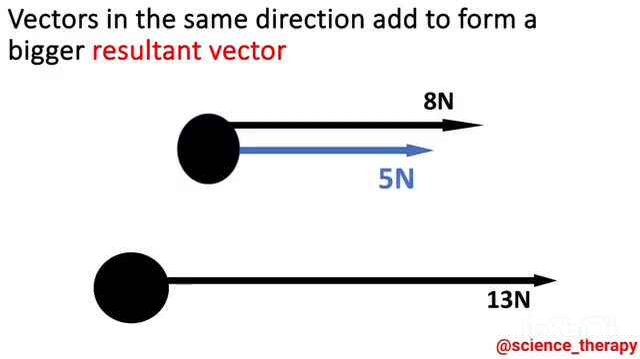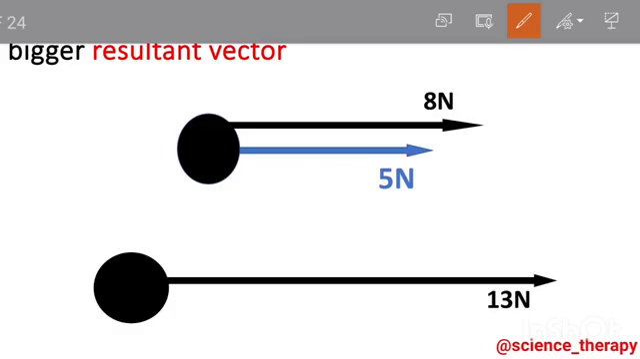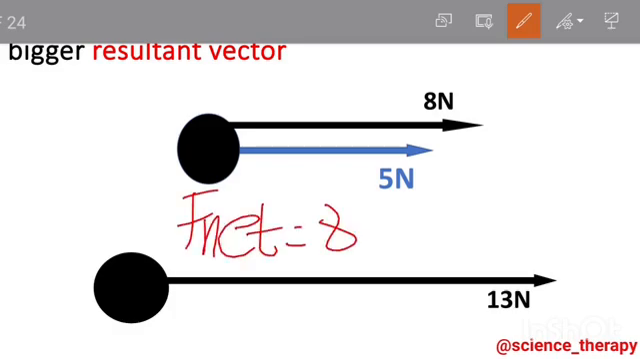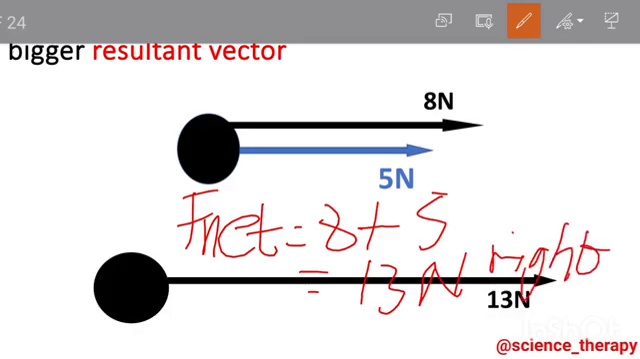Now let's look at this. We have vectors in the same direction add to form a bigger resultant vector. So in this case, we can see that we have our 8 Newton to the right and 5 Newton to the right. So calculating our F net, we're going to have F net is equals to 8 plus 5. So the 8 plus 5 gives us 13 Newton. But to which direction? To the right. So we can see that the two vectors have added to give us a bigger resultant vector.